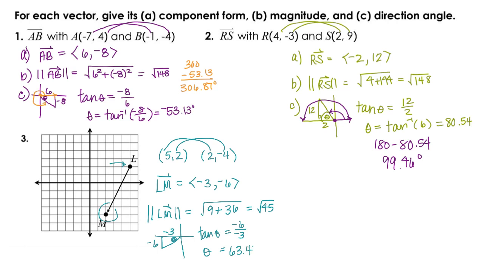63.43 degrees. And again, that's your inside angle, but if we go look at our direction angle, we would have to have started here, initial point there at the origin, and it's going to go all the way around. So I need to come back and add 180 to that, and so that's going to leave us with a direction angle of 243.43 degrees.